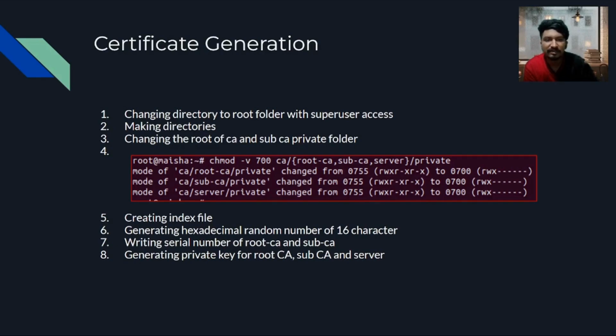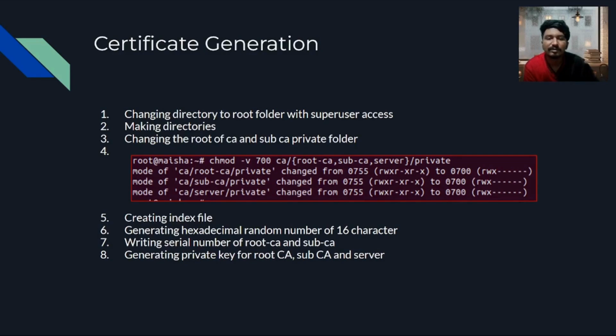Generating a hexadecimal random number of 16 characters. The openssl rand -hex 16 command generates a random 16 character hexadecimal number. This random number is generated and stored in the files CA root serial and CA sub-CA serial.